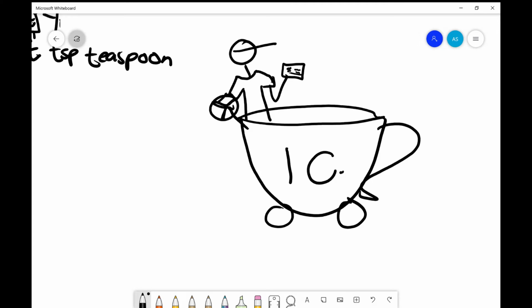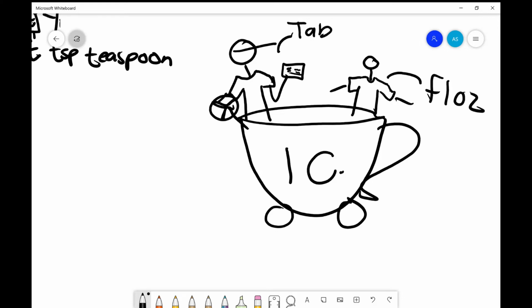And in the back of the teacup we have Floz, and Floz is Tab's little brother. So here we have little Floz. And he is just a little guy. He is half of Tab's age. So this is Tab. I should make note of that. Floz is half of Tab's age. So he's just little. His shirt's really big on him. And this is Floz. And he is 8 years old.